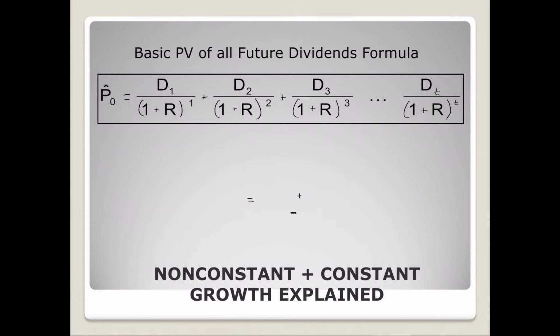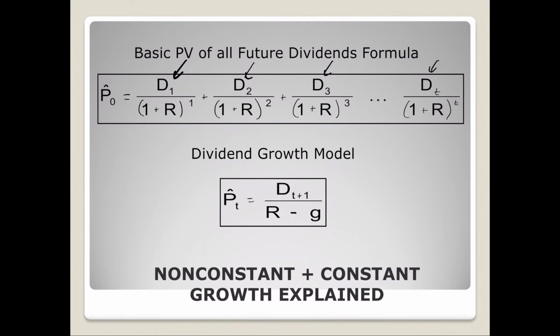So just looking at these equations here, I had to manually write in some of the functions, but the basic present value of all future dividends formula says that you take every dividend and discount it back the appropriate number of periods. This is your general dividend valuation model. However, we can continue that and understand that the dividend growth model says that the price at any point t is equal to the next year's dividend divided by r minus g.